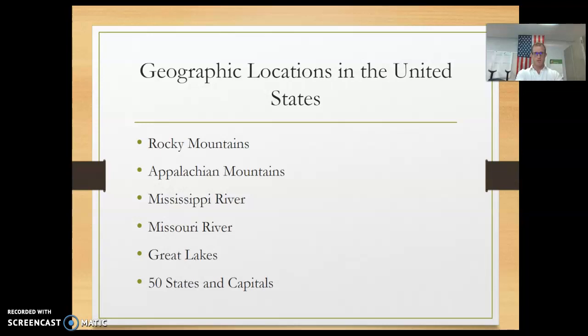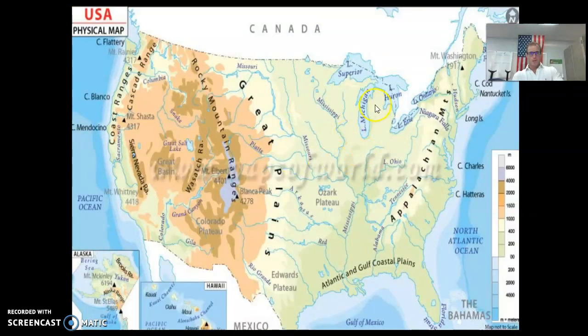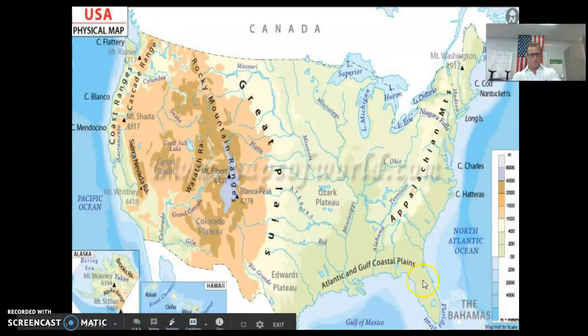Geographic locations in the U.S. You have the Rocky Mountains, the Appalachians, Mississippi River, Missouri River, the Great Lakes. You've got the 50 states and the capitals. There's a lot more geographic locations in the U.S.; these are some of the more major ones. The Mississippi River Basin. And this just illustrates, so the Appalachians are here. These are the Great Plains. You have the Rocky Mountain region. Over here you have the Coastal Range and the Cascade Range, which goes up into Canada. You have the Gulf of Mexico, which would also be one of the major geographic locations in the U.S.